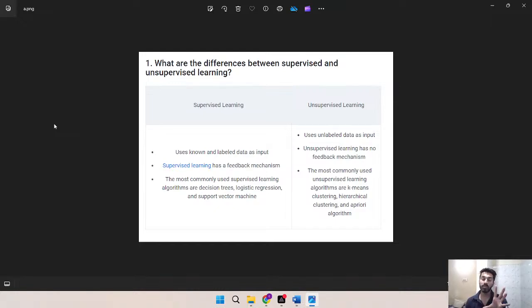In supervised machine learning algorithms you have a feedback mechanism. Feedback mechanism means that if you have labeled data, then there is a feedback mechanism. In unsupervised learning there is no feedback mechanism. Now I am explaining why.